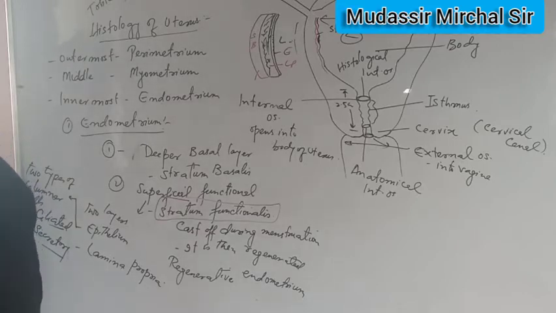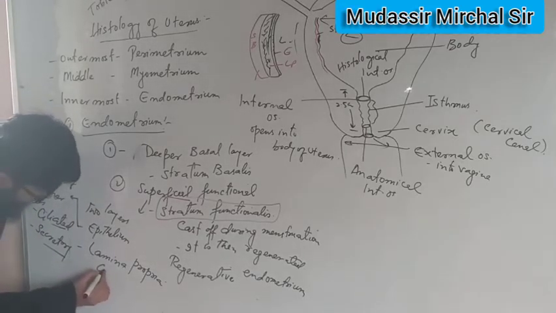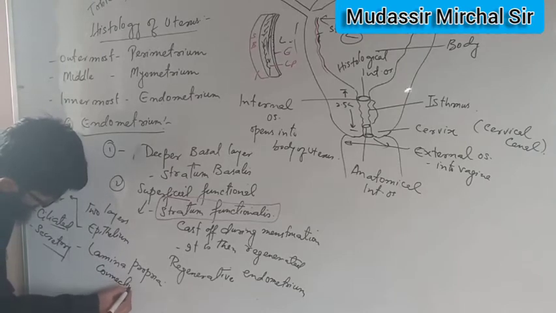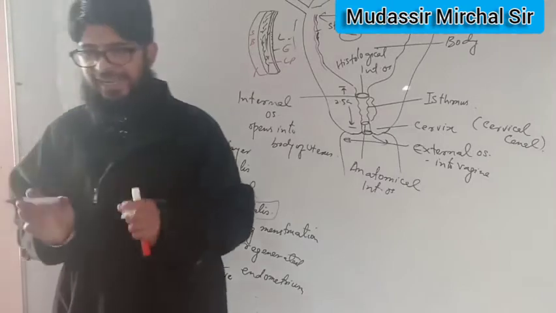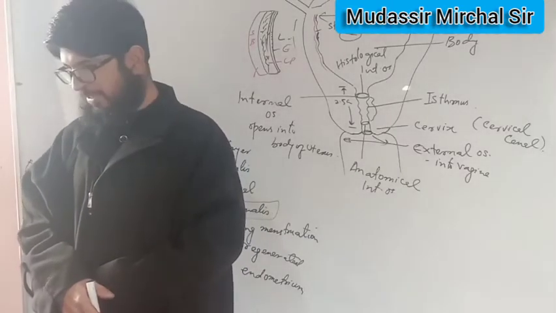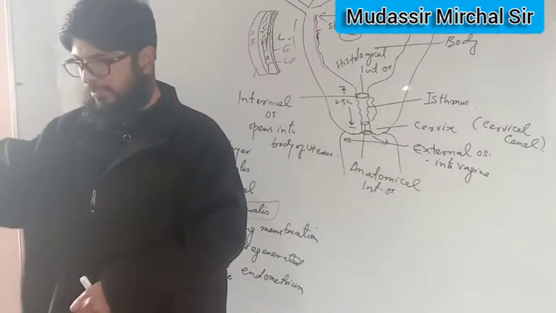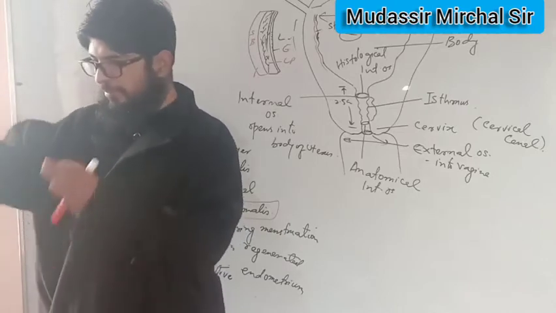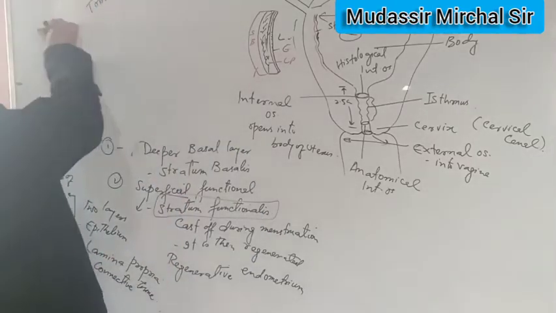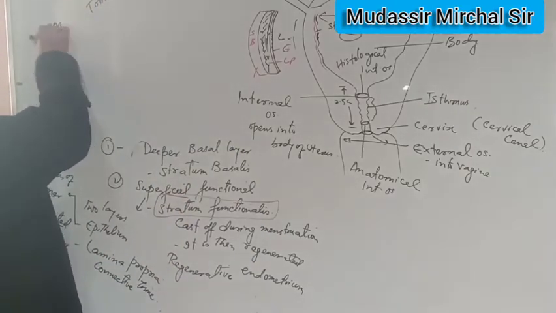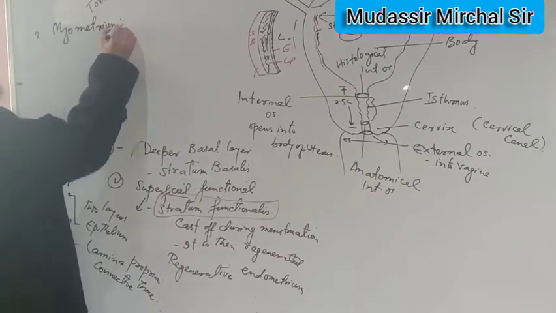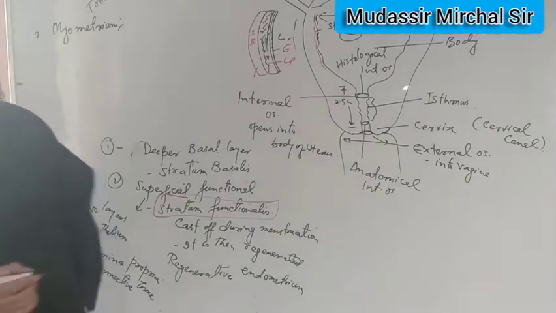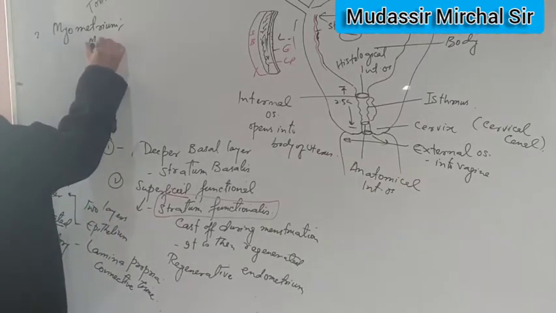Lamina propria is actually a connective tissue. Now the second layer is the myometrium. From inside to outside, we start from the endometrium, then the myometrium, then the perimetrium. Myometrium is the muscular layer.